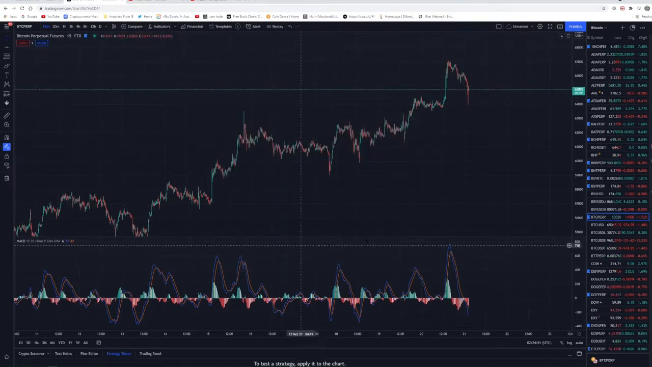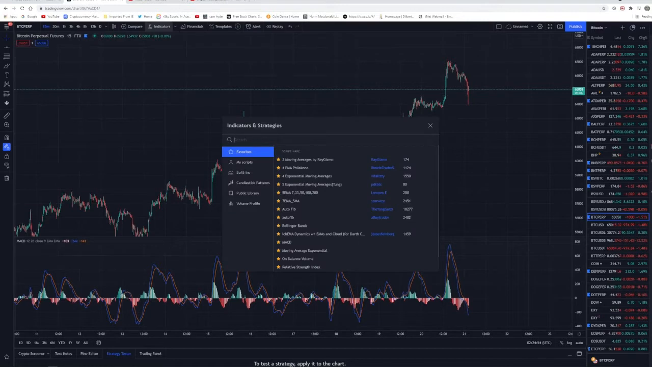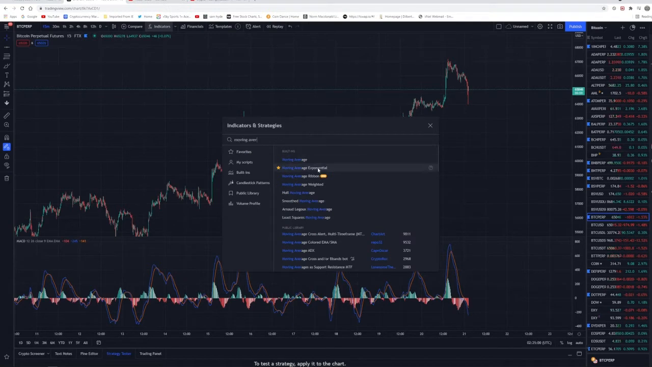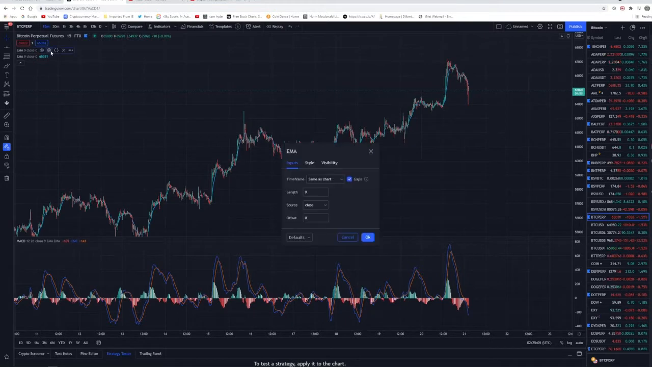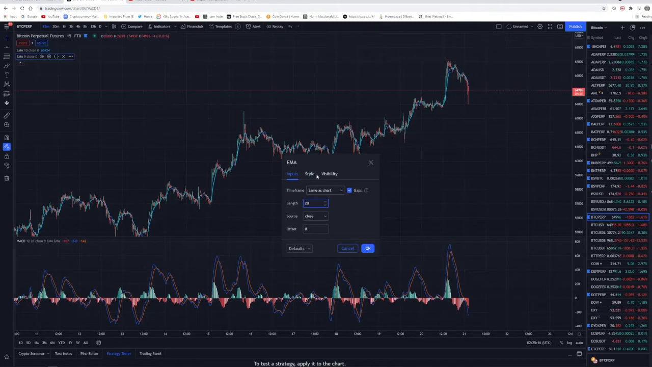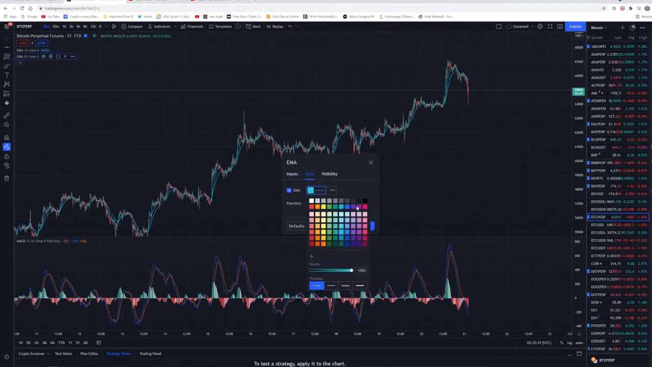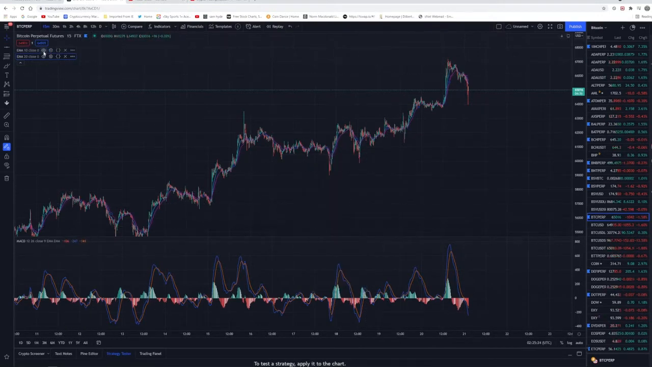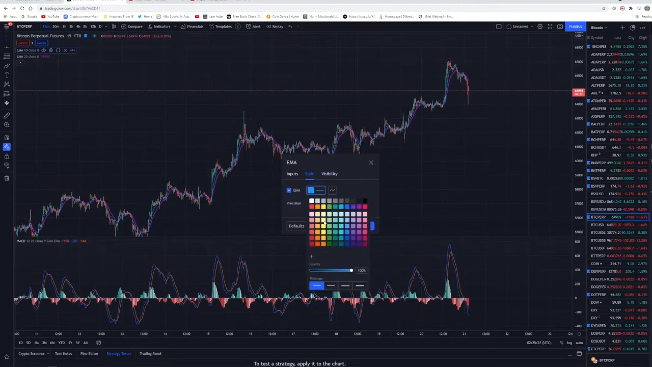Once you set up your TradingView, you go over to indicators. I'm going to type in moving average and get the exponential. I'm going to put two of those in. Then I'm going to change that to 10, and I'll change this one to 20. I'll change that color to purple and make it a little bit thicker. I might make this one yellow, a little bit thicker.